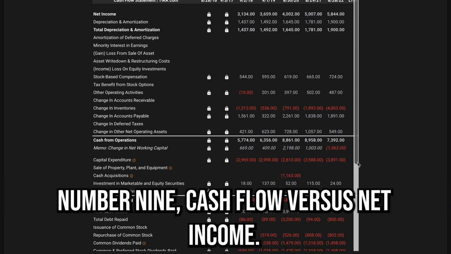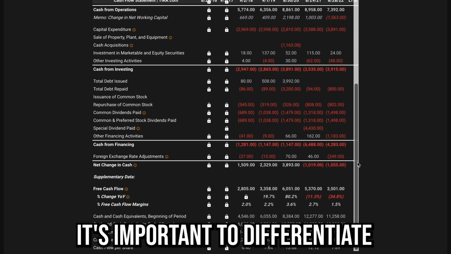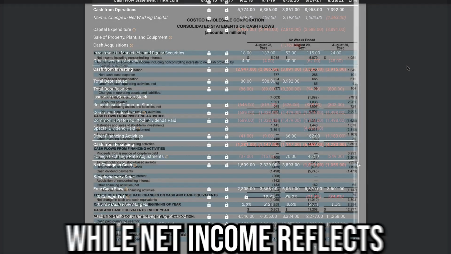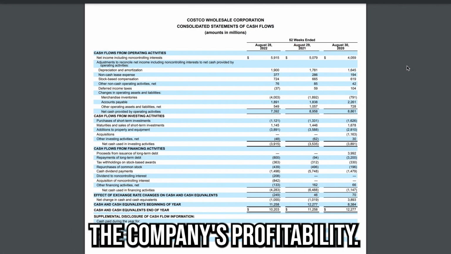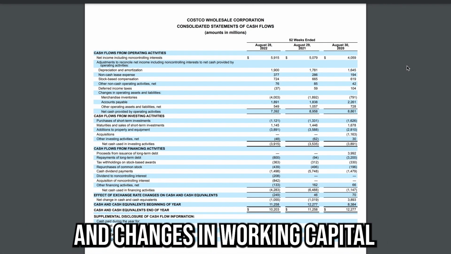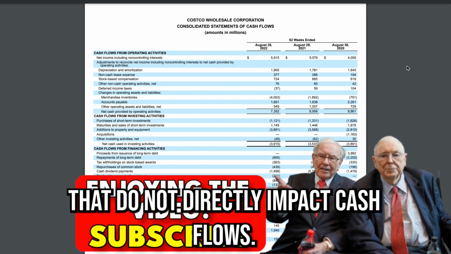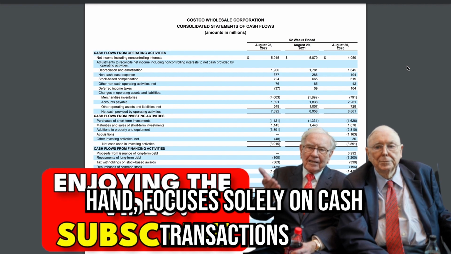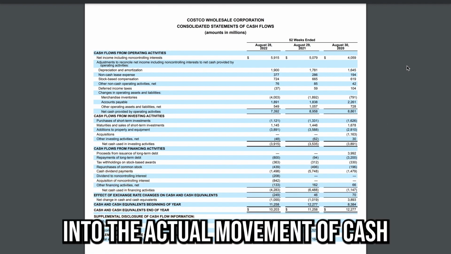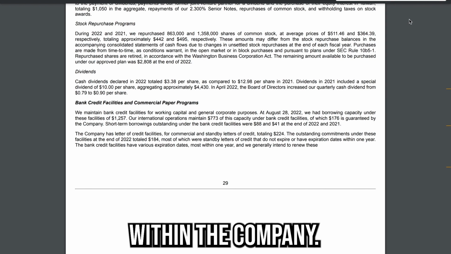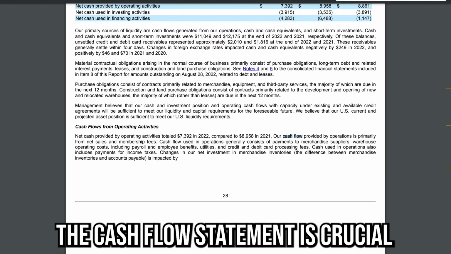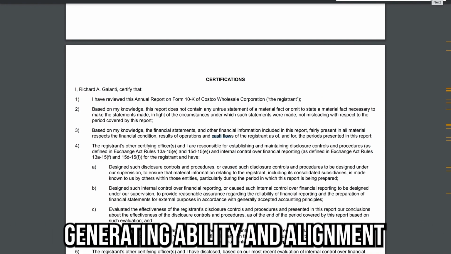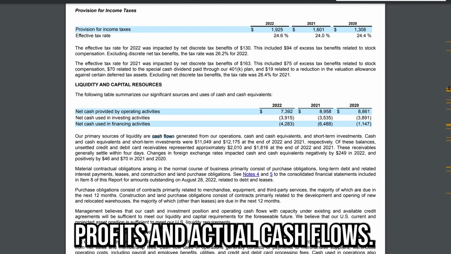Number 9. Cash flow versus net income. It's important to differentiate between the cash flow statement and the reported net income of a company. While net income reflects the company's profitability, it includes non-cash items and changes in working capital that do not directly impact cash flows. The cash flow statement, on the other hand, focuses solely on cash transactions and provides insights into the actual movement of cash within the company. Therefore, analyzing the cash flow statement is crucial for understanding the company's liquidity, cash generating ability, and alignment between reported profits and actual cash flows.